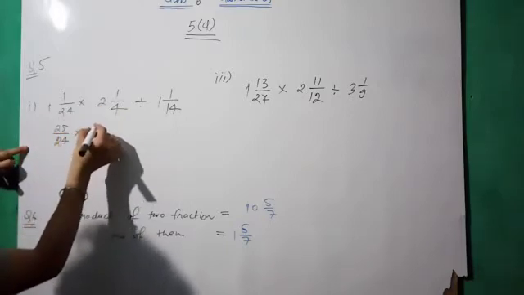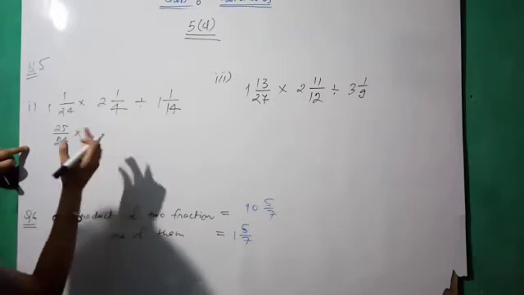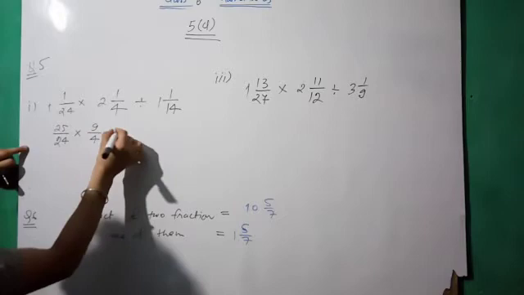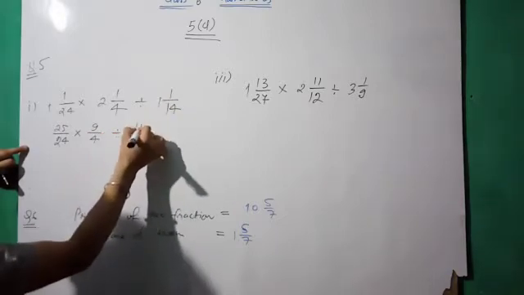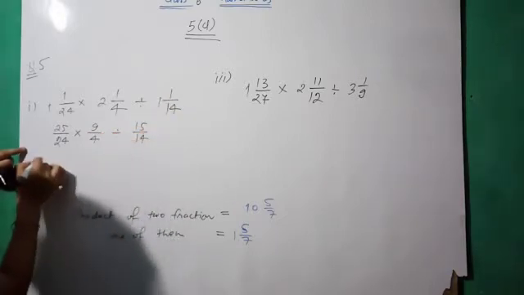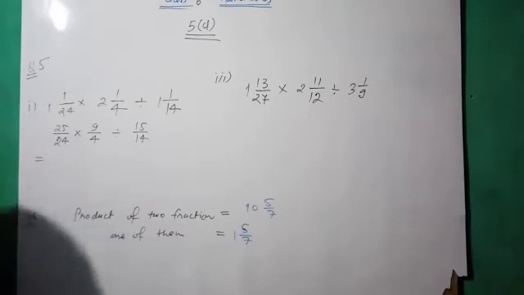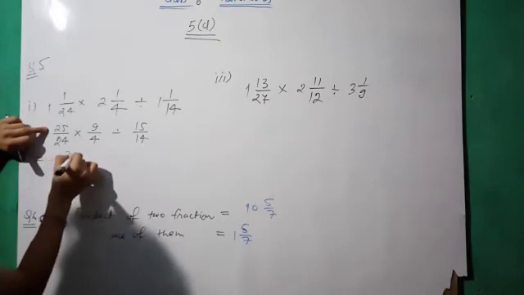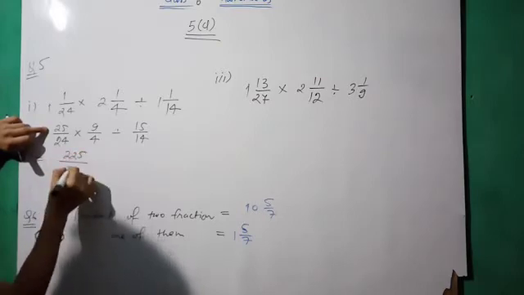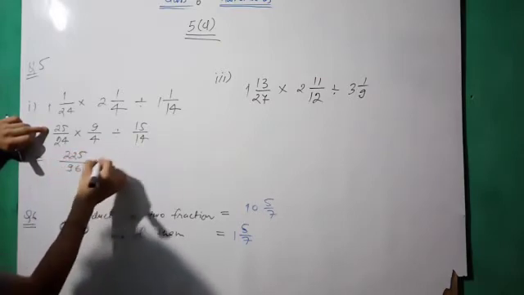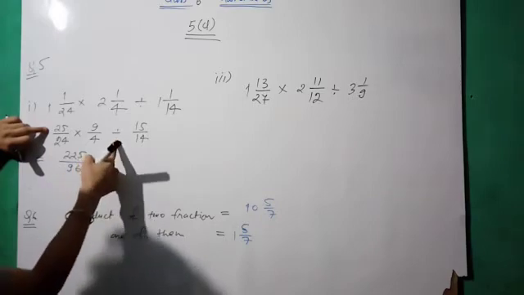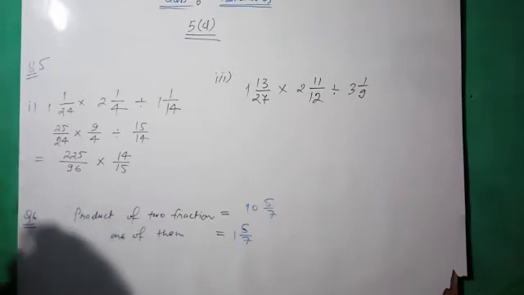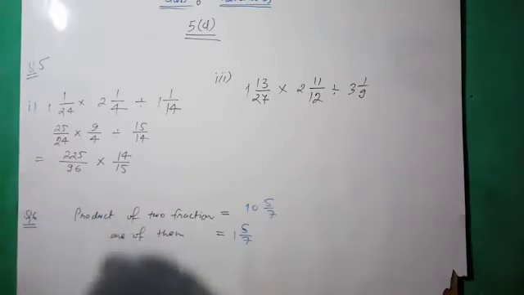Plus 25 upon 24. 5 into the 8. 4 into the 8 plus 1. 9 upon 4. Divide by 14 plus 1, 15 upon 14. Okay. First of all, we have to simplify these two. 25 into 9, that is 225, and 24 into 4, that is 96. Divide, instead of that here you have to multiply, and just take the reciprocal of these two. Okay, now you have to simplify these two numbers.